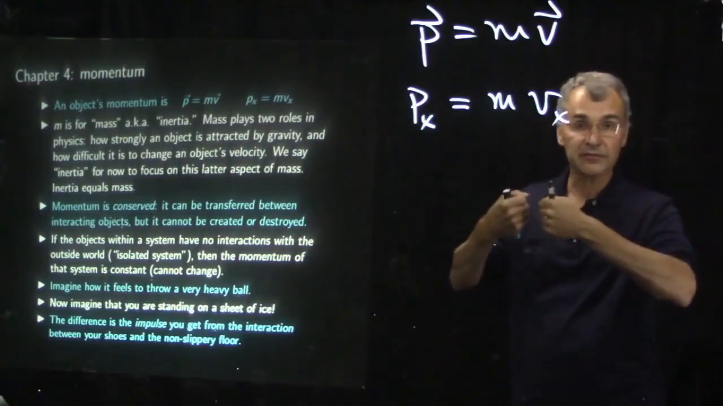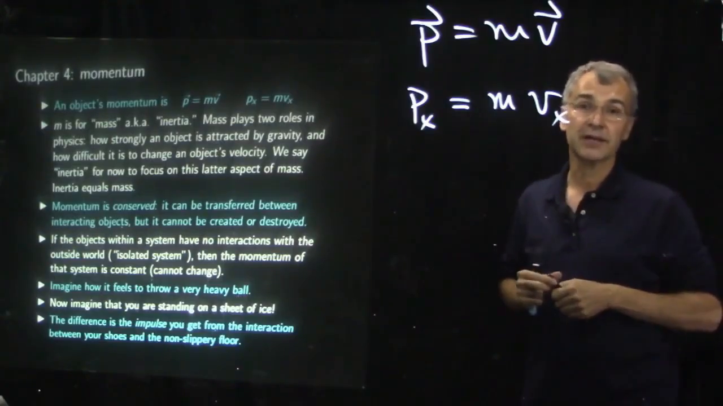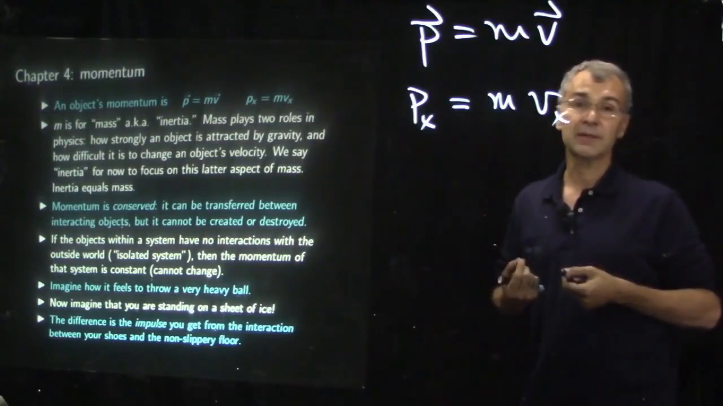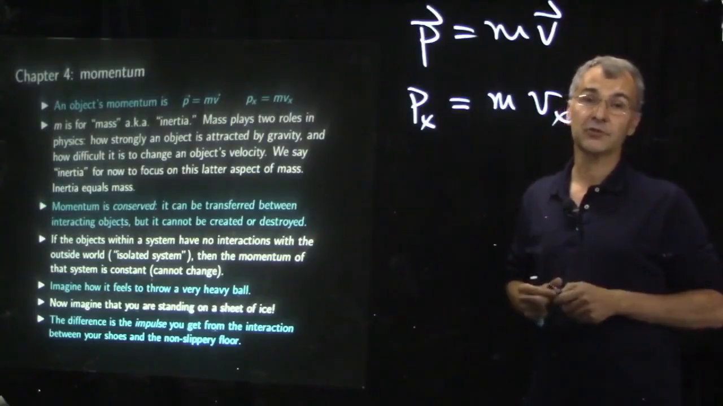So if objects within a given system maybe push on each other or pull on each other, but they do not push or pull on anything outside of the system, then that's called an isolated system, and the momentum of an isolated system is constant. So that's going to be extremely useful because it then allows us to do momentum bookkeeping.